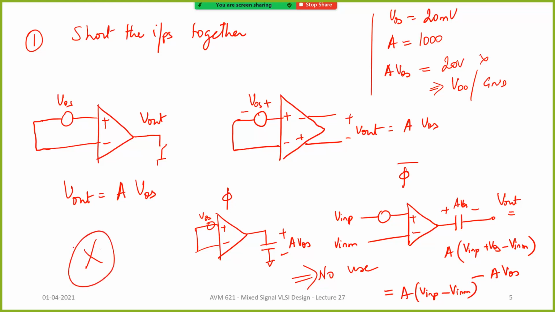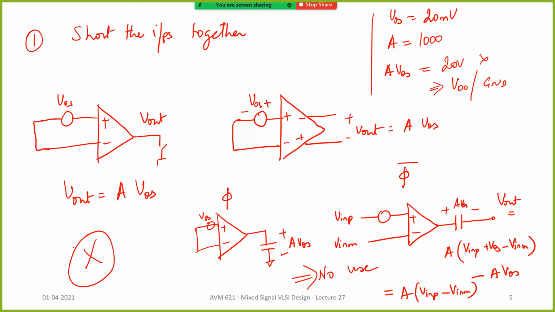Recently in one of the ISRO centers, they were trying to tape out an ADC, and some problem similar to this happened. This is a very bad thing to do. So then what can we do?